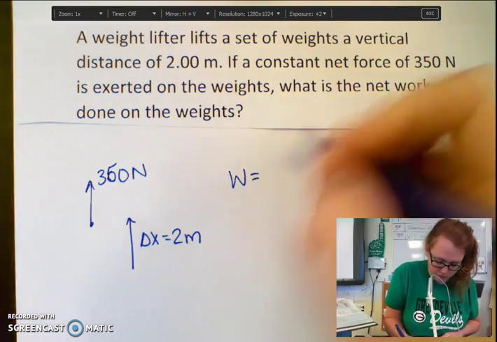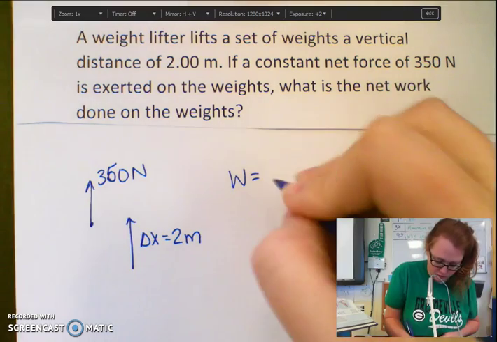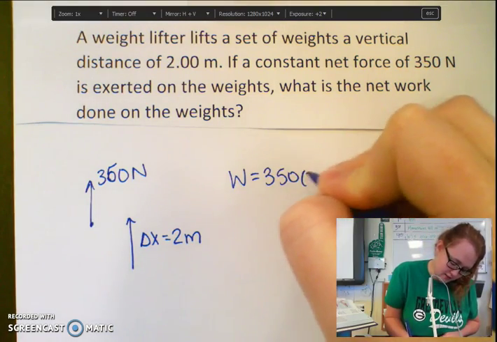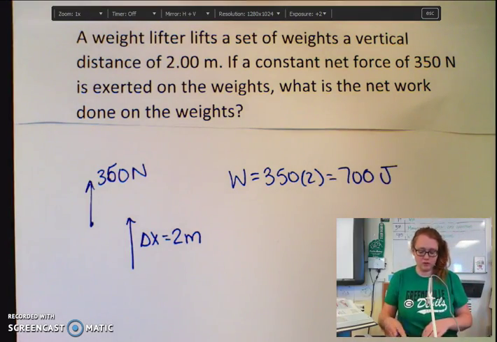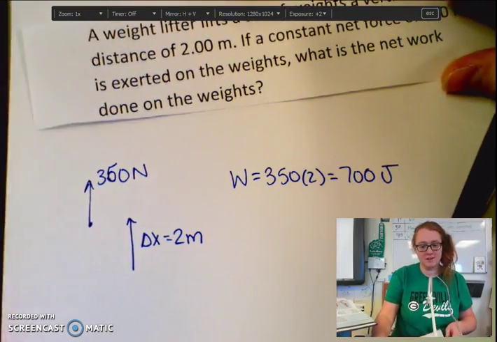Guys, again, pretty simple. Work equals force times displacement. These are in the same direction, so we have a positive work. 350 times 2, we get 700 joules. Remember, work is a transfer of energy, therefore it should come out to be joules.